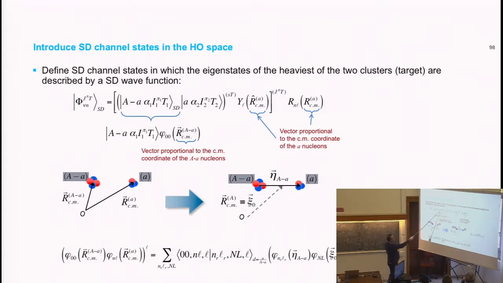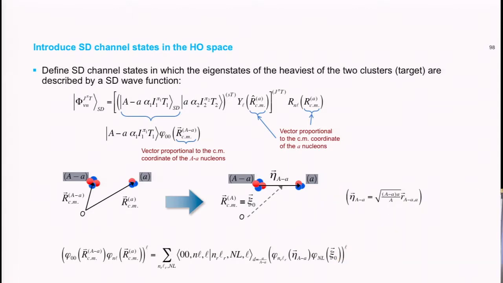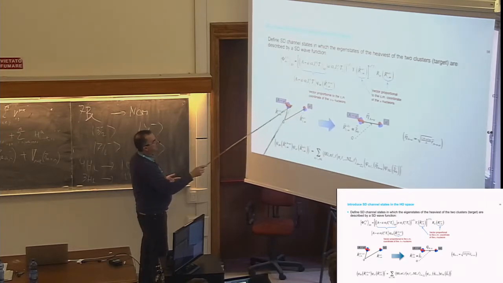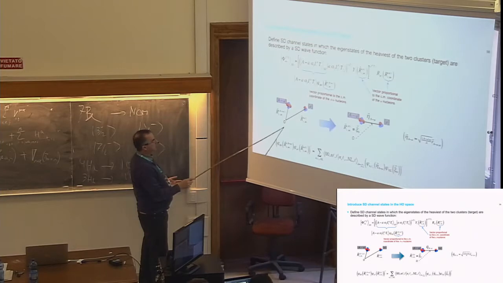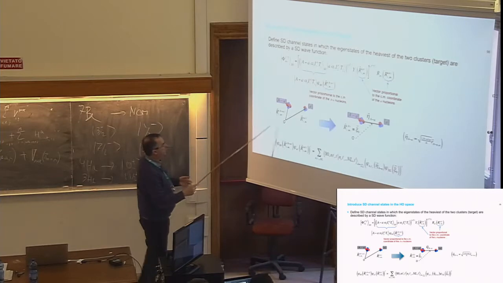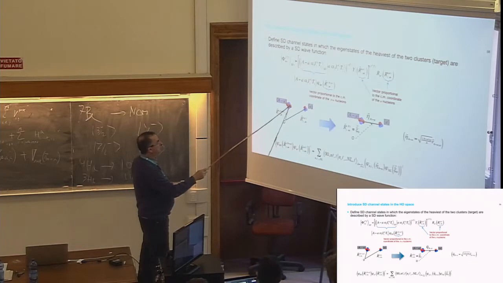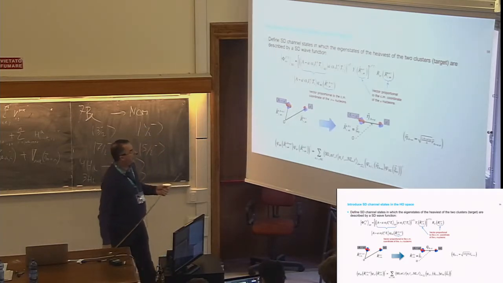If I have the Slater determinants, I introduce some new channel states that I describe here. This is the Slater determinant, this is in Jacobi coordinates, but now this coordinate is the coordinate of the projectile, not relative to the target, but measured from some origin, right? Let's say I have my potential, so it's from the origin of the potential, not from the center of mass of this thing, what I want.